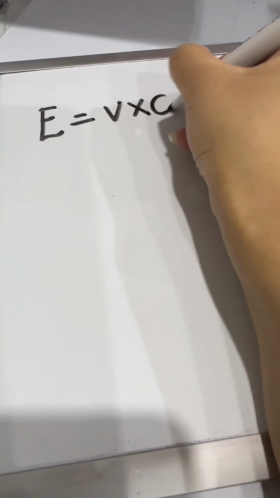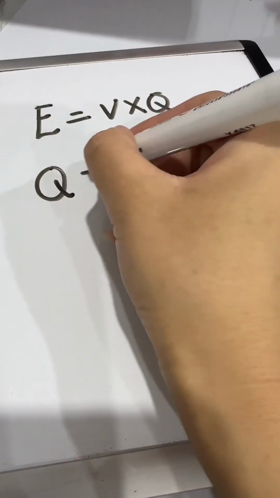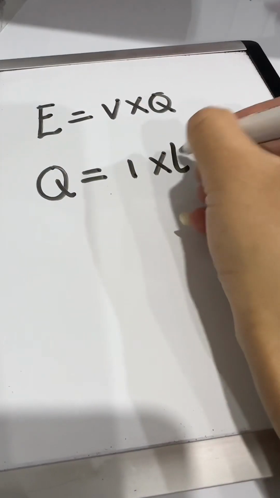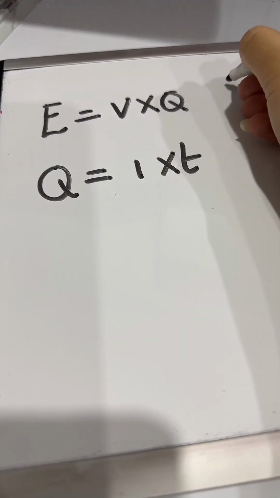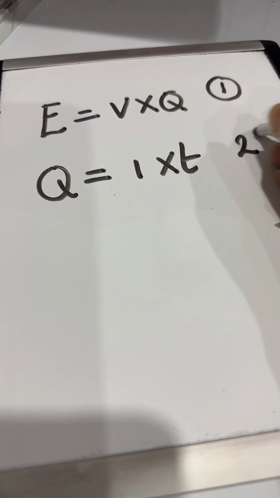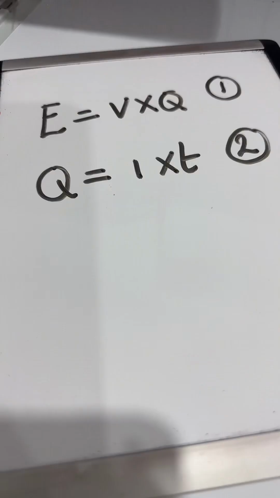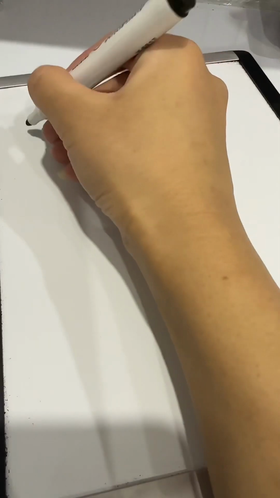For this question, we are going to use two equations. The first equation is energy equals voltage times the charge, which is represented by a Q, and the next one is charge equals current times the time. I've numbered them as 1 and 2 because we use the first equation in step 1. So I will go through how to work out this calculation and show you how easy it is.